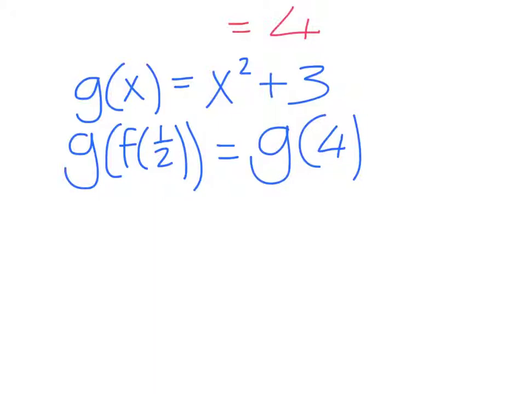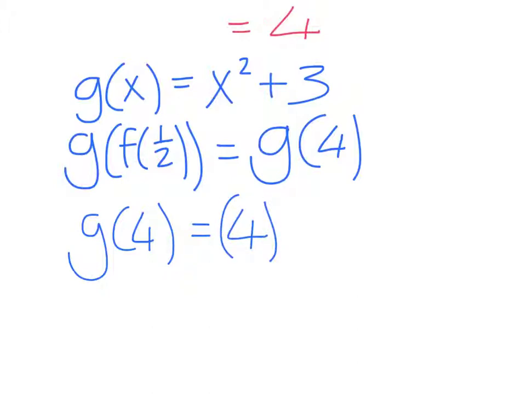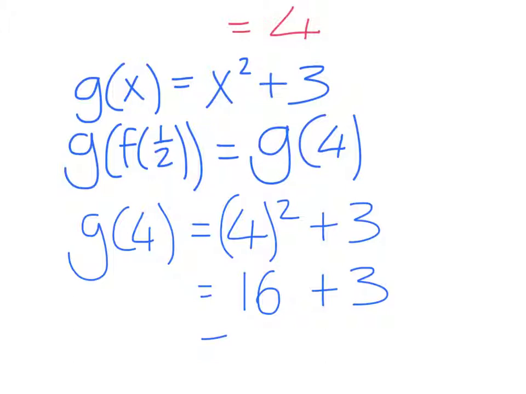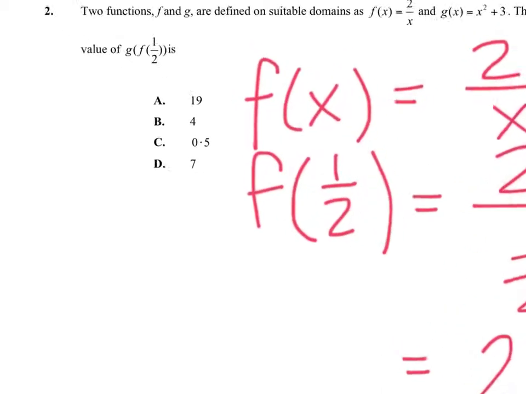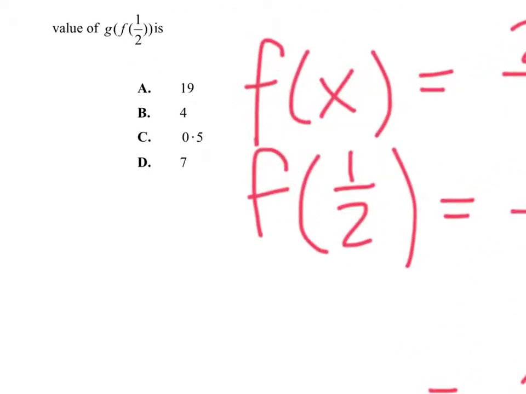So if we substitute that in, 4 into our g function, we have, instead of x squared, 4 squared plus 3, which is 16 plus 3, and 16 plus 3 is equal to 19. So our composite function equals 19, and that corresponds to one of the answers on our original question, which was answer A.